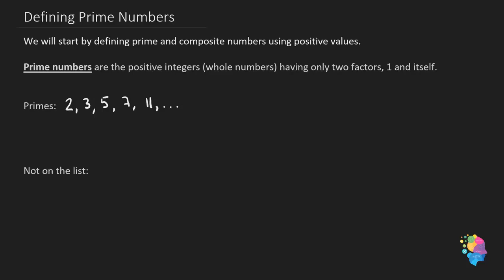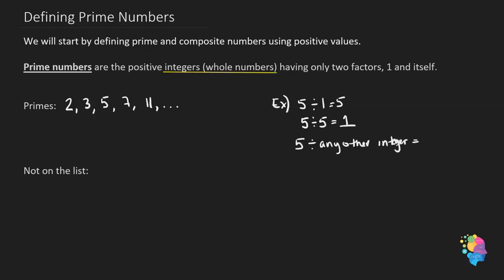For example, let's take the number 5. 5 can be divided by 1, and that gives you a 5. 5 can be divided by 5, and that gives you a 1. But if you divide 5 by any other integer, you will end up with a decimal. That's why 5 is a prime number.